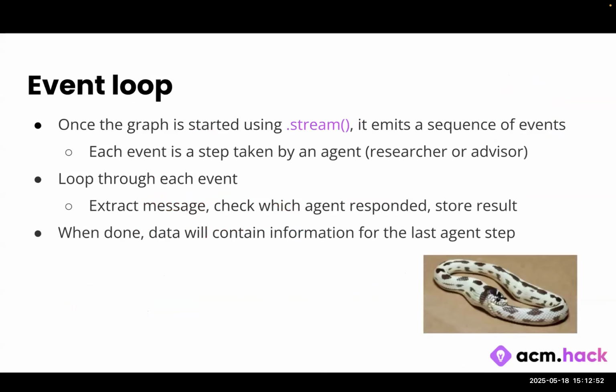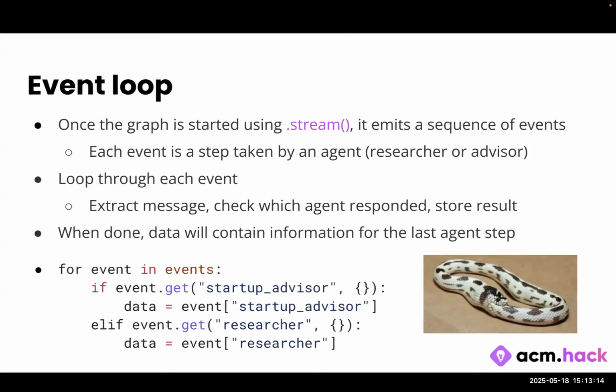Okay, so that's kind of what I was saying before. Once the graph is started using .stream, it emits a sequence of events. Each event is a step taken by an agent, so researcher and advisor, going back and forth. At the end, we're going to loop through each event. We're going to extract the message and check which agent responded with the final answer and store the result. And then when done, we're going to have a variable called data, which will contain the information from the last agent.